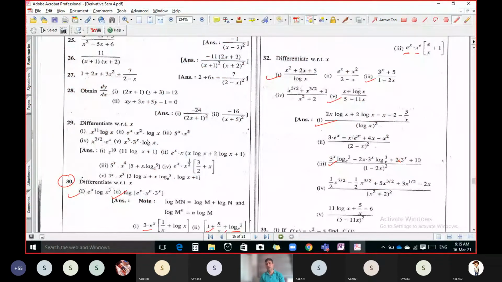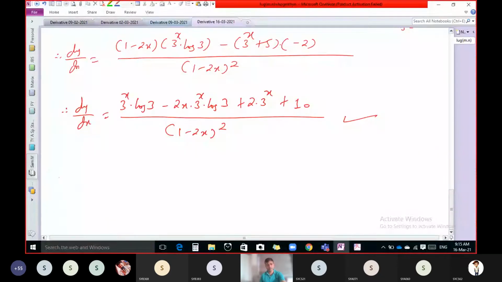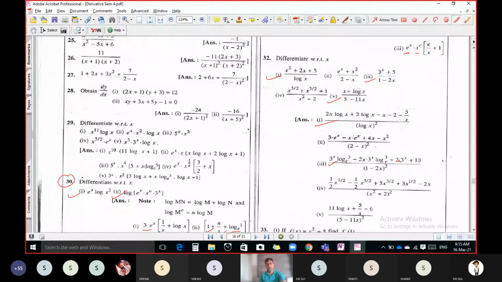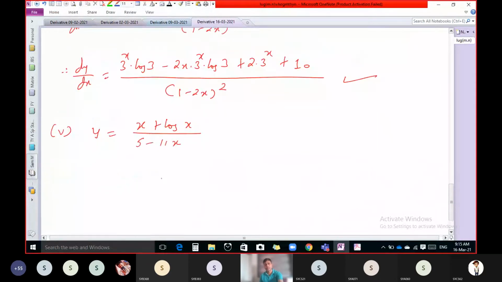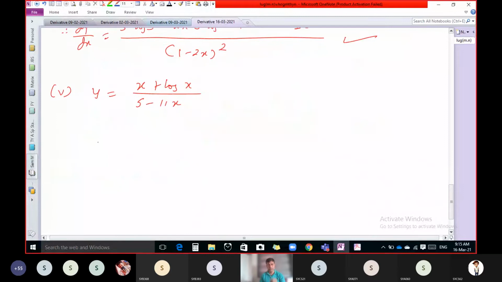Let us do this question also: x plus log x upon 5 minus 11x. The fifth one. Okay, let us start. dy by dx. Be fast. Tell me the first step.